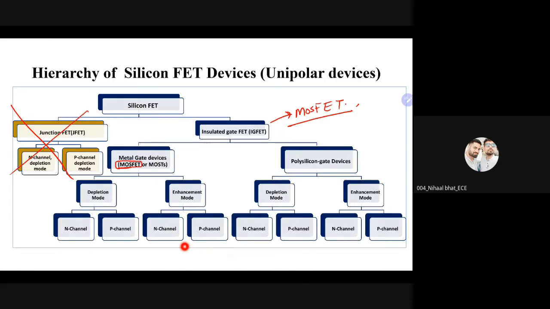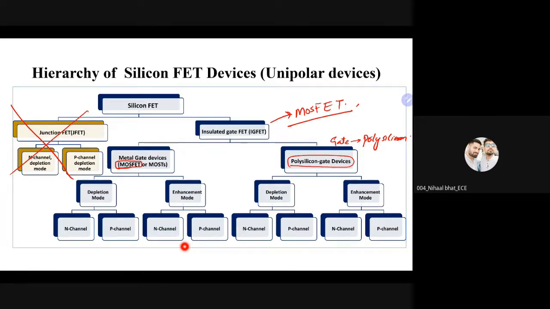Another classification is polysilicon gate devices. Here, the gate is made up of polysilicon. Polysilicon is a conducting polymer, which is quite cheaper, and it has certain advantages also. Currently, modern MOSFETs are mostly made up of polysilicon.